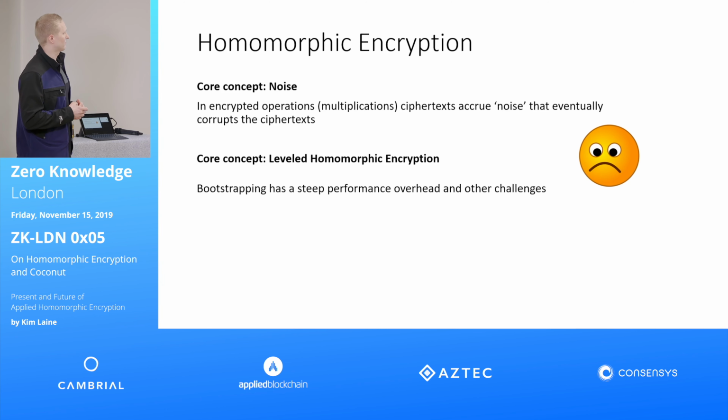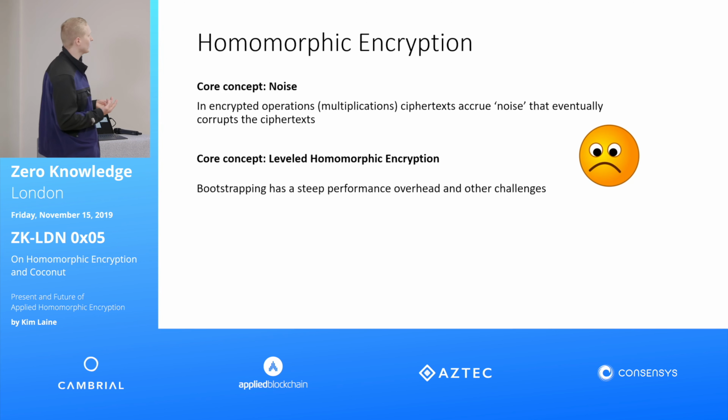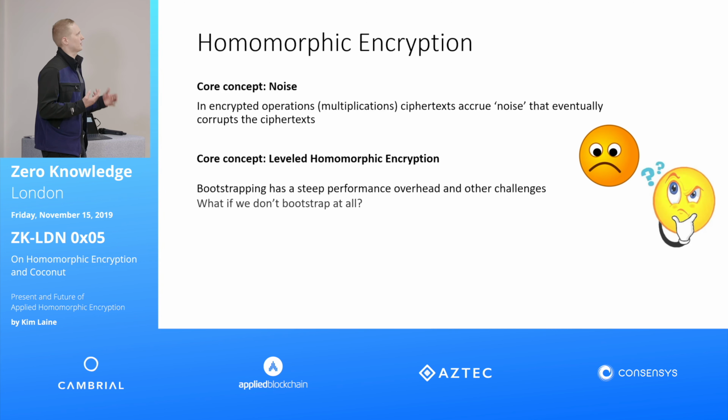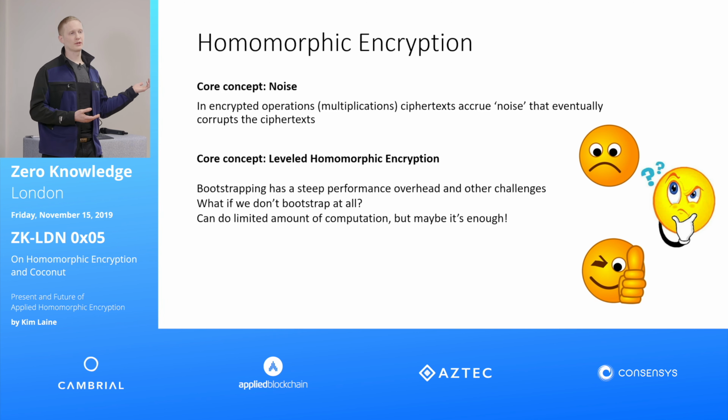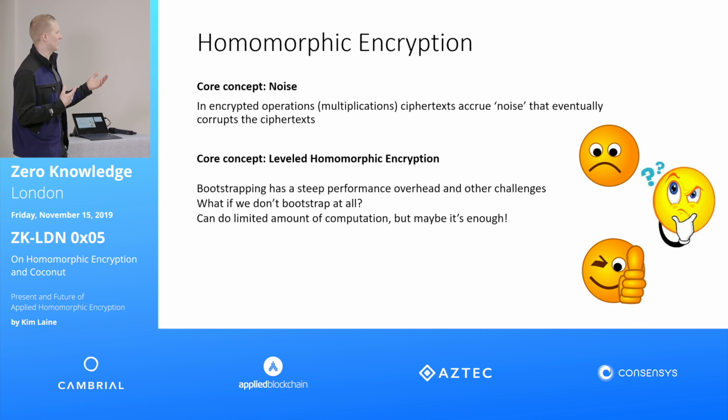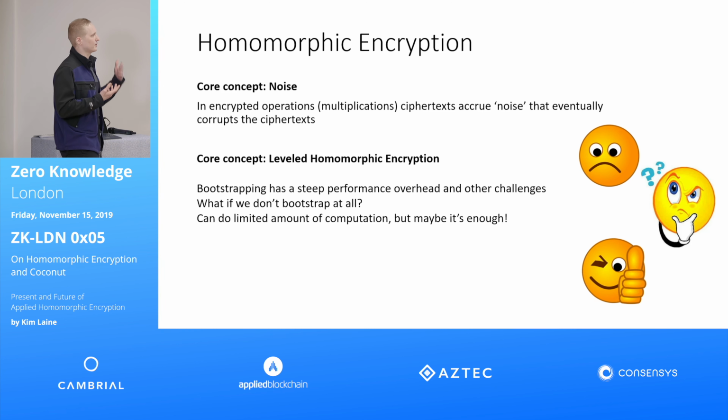Actually, most people don't do it at all. There's also other usability challenges with it. It's very difficult to use. But there was this thought that, well, what if we don't bootstrap at all? Let's just choose the parameters to be big enough so that we can do a specific computation that we want to do. Now, this means that you don't allow arbitrary computations, but you have to decide what is the kind of computation you want to do.